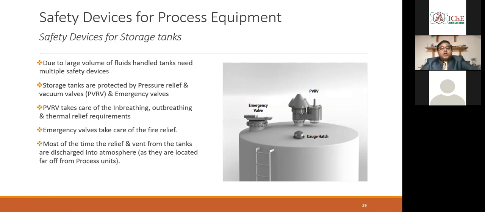Most of the time, because they are located in a remote place in the plant plot, they are generally released into the atmosphere. There is no flare header that runs across the tank farm. Where the tanks are located, we call it a tank farm. A tank farm generally has no flare; what comes out of the tank is generally vented to the atmosphere. Since nobody generally visits there and the tank farm is a remote location, the human risk factor is very low, even if it is open to atmosphere release.